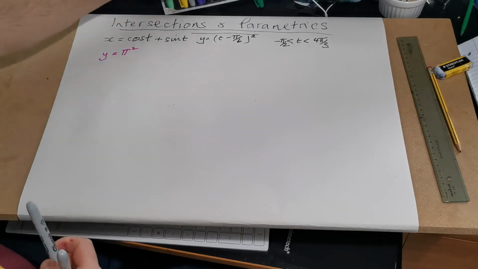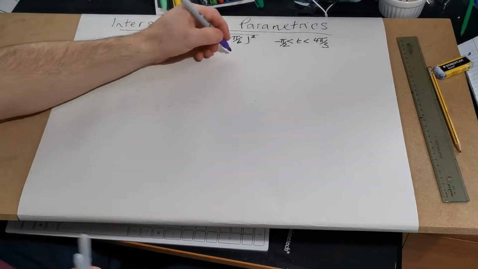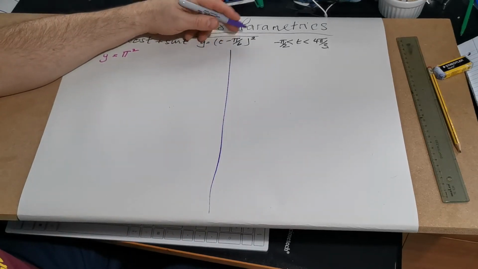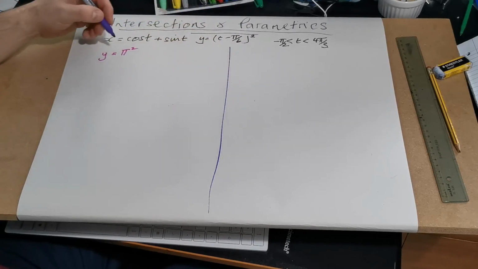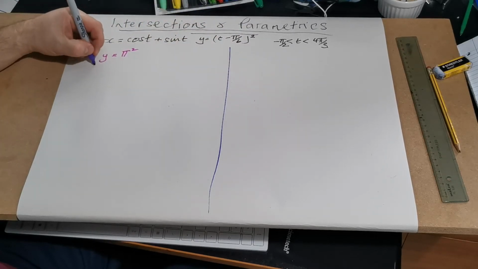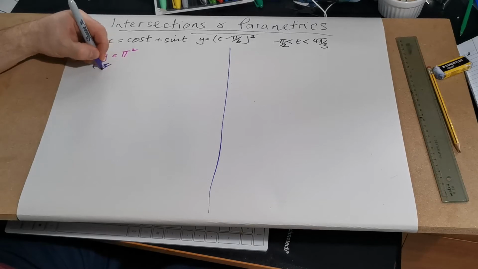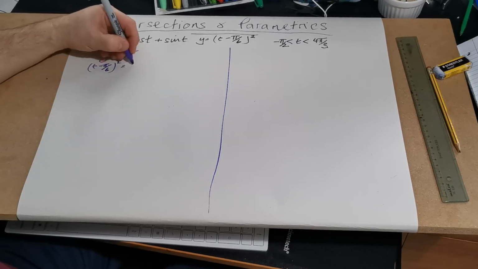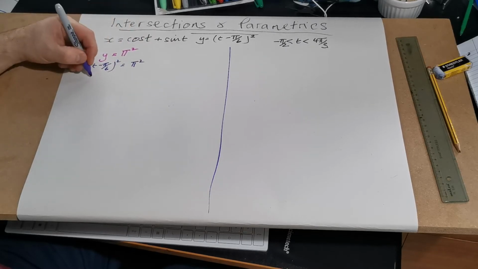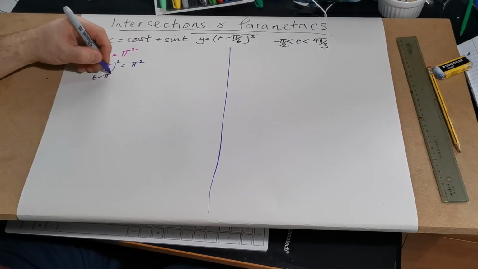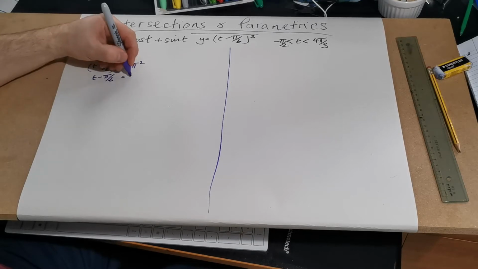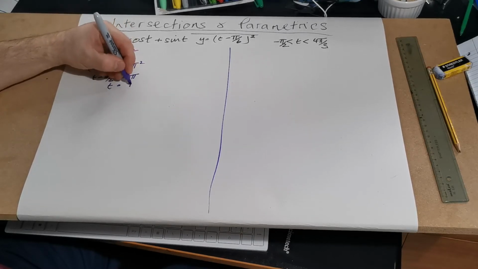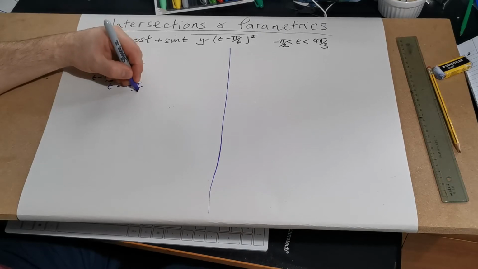I'm told that y equals pi squared, so I can say that (t minus pi by 6) squared is equal to pi squared. (t minus pi by 6) squared is equal to pi squared. So t minus pi by 6 is equal to pi. So t is equal to 7 pi by 6.